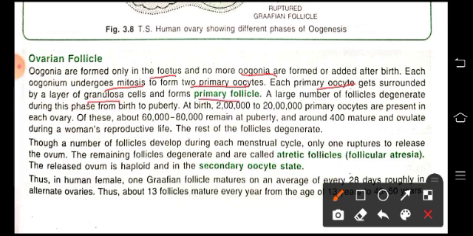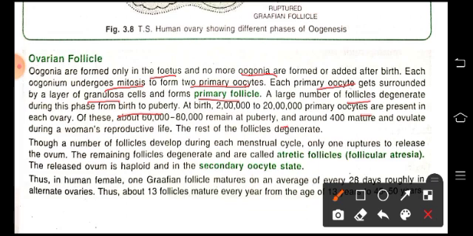Now, a large number of follicles degenerate during this phase from birth to puberty. So, after birth till puberty, lots of follicles degenerate. So, at birth, 2 lakhs to 20 lakhs primary oocytes are present in each ovary, and about 60,000 to 80,000 remain at puberty.